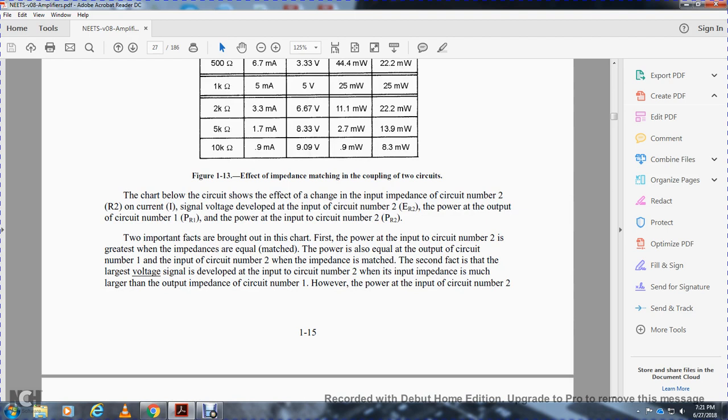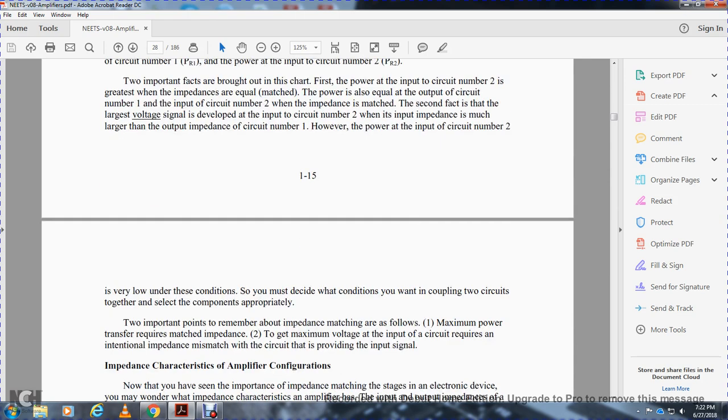Two important facts come out of this chart. First, the greatest power is delivered to the input of circuit number 2 when the impedances are equal, that is, matched. Power is also equal at the output of circuit number 1 and the input of circuit number 2 when the impedances match. The second fact is that the largest signal voltage is developed at the input of circuit number 2 when its input impedance is much larger than the output impedance of circuit number 1. However, the power at the input of circuit number 2 is very low under these conditions.